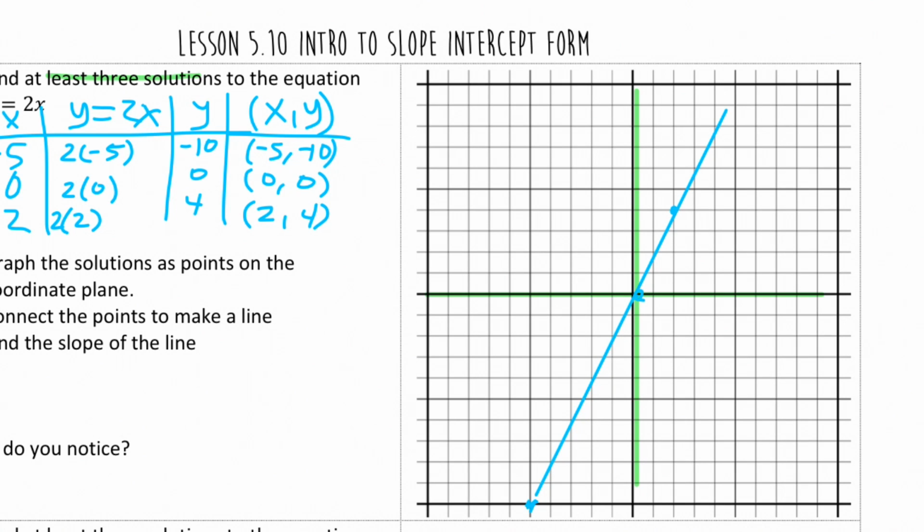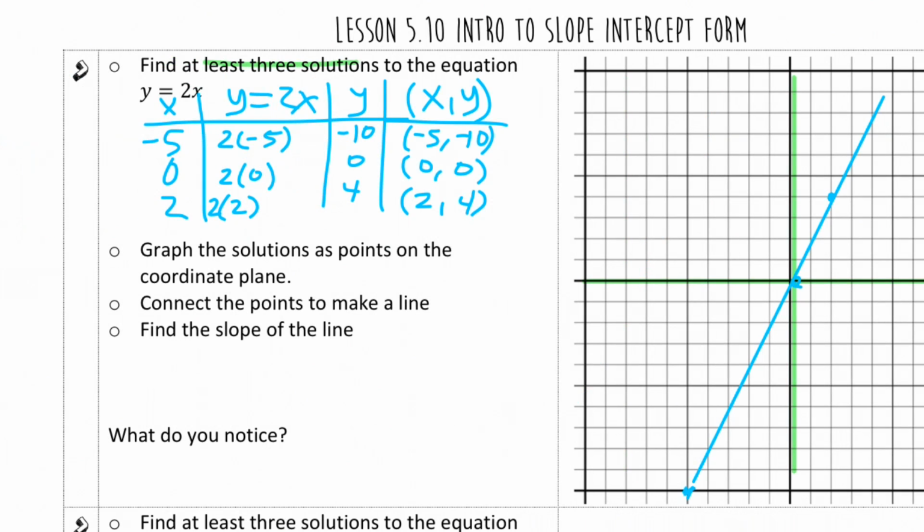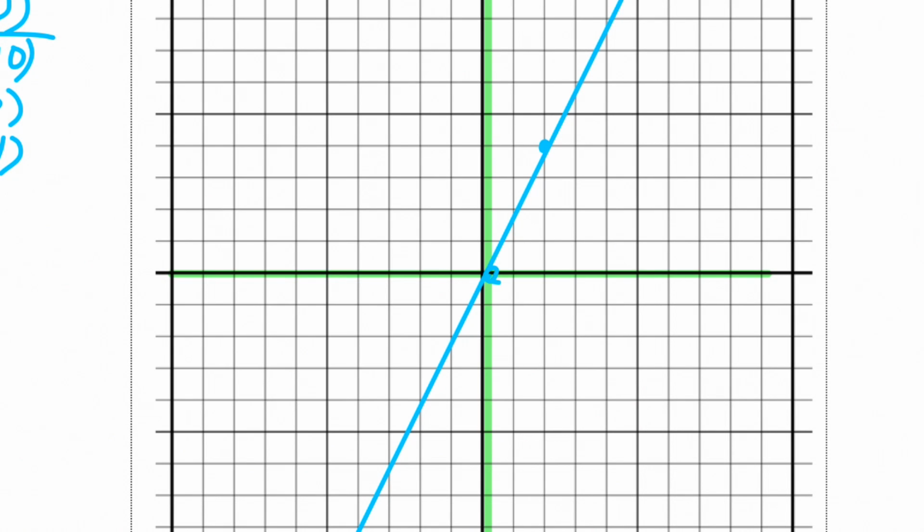And then we're going to keep moving down our checklist. On our checklist here, graph solutions as points on the coordinate plane, we did that. It says connect points to make a line, we did that. And now it asks us to find the slope of the line. So we're going to do this by counting. I know yesterday we used the formula, but today we're going to count.